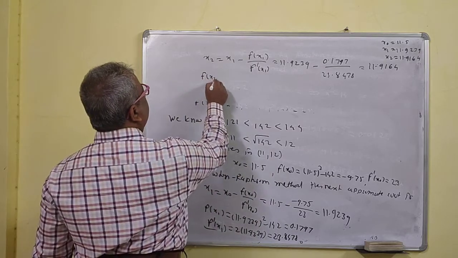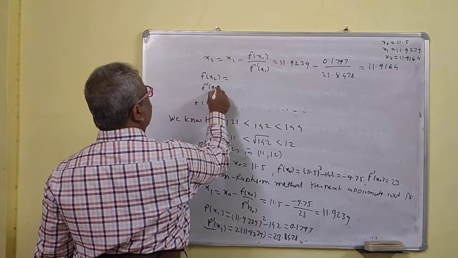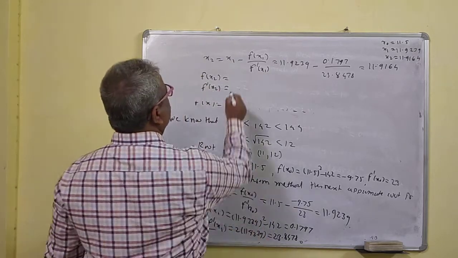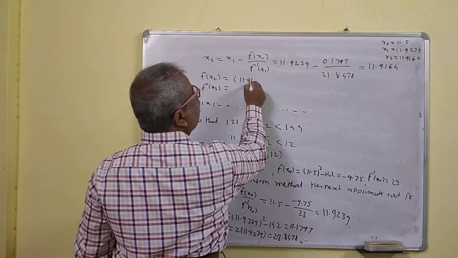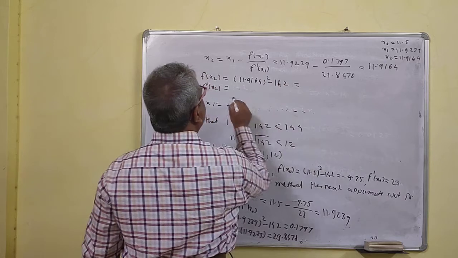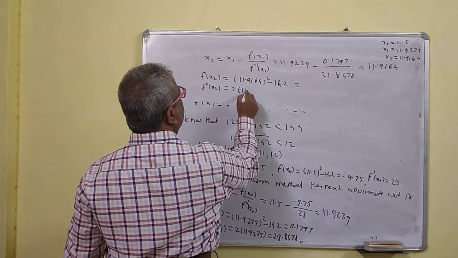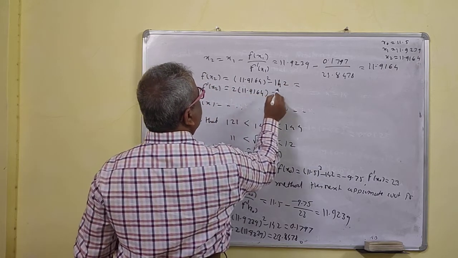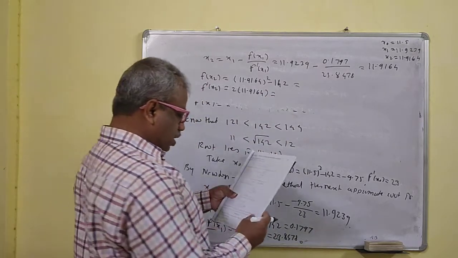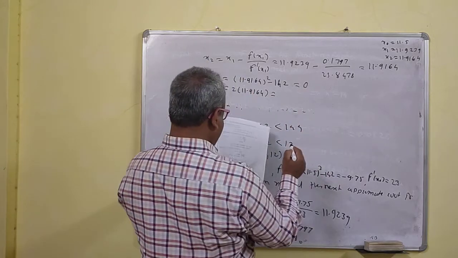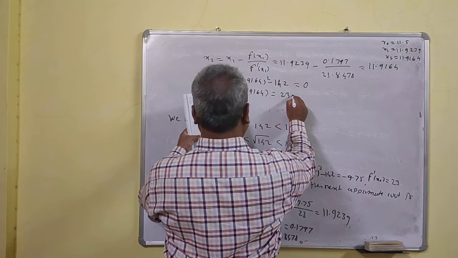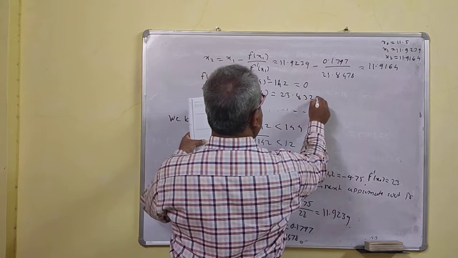So we have to find f of x2 and f prime x2. What is f of x2? It is 11.9164 squared minus 142. We have to find this value, and then 2 times 11.9164. Okay. So I got this value as 0 now, and I got the other value as 23.8328.